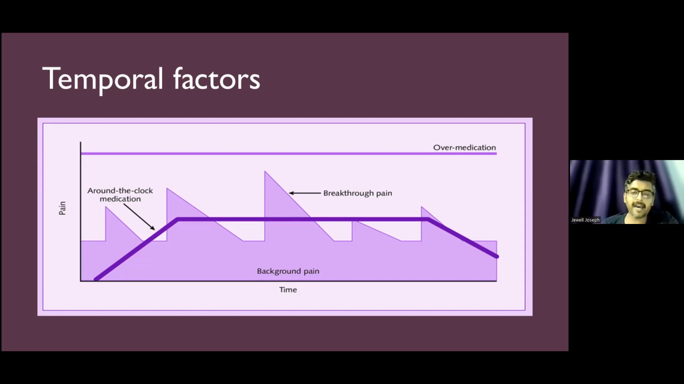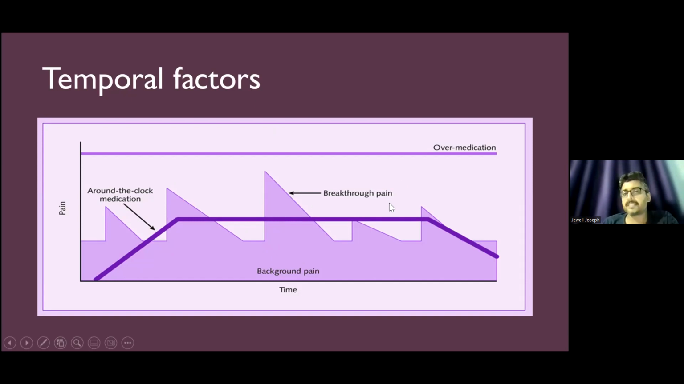So one is the background pain, which is constantly present throughout the day. So the patient will have a constant background pain throughout the day. And one more important characteristic of chronic pain is that in addition to the background pain, there will be breakthrough pain in between, like these spikes in between.